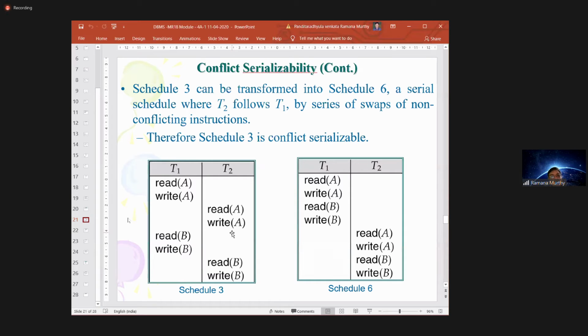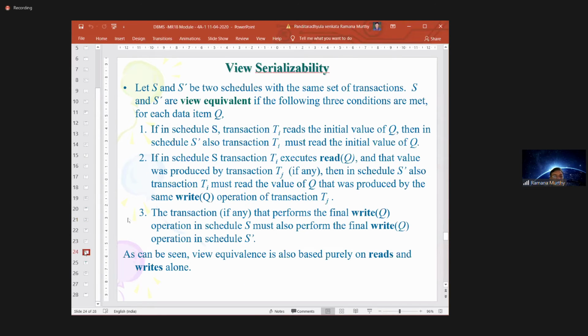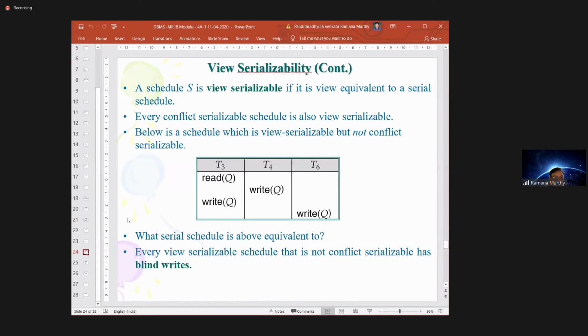So that is what it is indicating, finally it is performing, say for example value of A is 2000. Here also definitely the result is going to be 2000 only. Initial value both are reading as 1000. If it is reading 1000 in the T1, here also it is reading the 1000 as the initial value. Okay, so both are producing the same results, whatever the middle values are there. Okay, if you follow these 3 rules, definitely schedule 3 and schedule 6 will produce same result. That is called as view serializability.